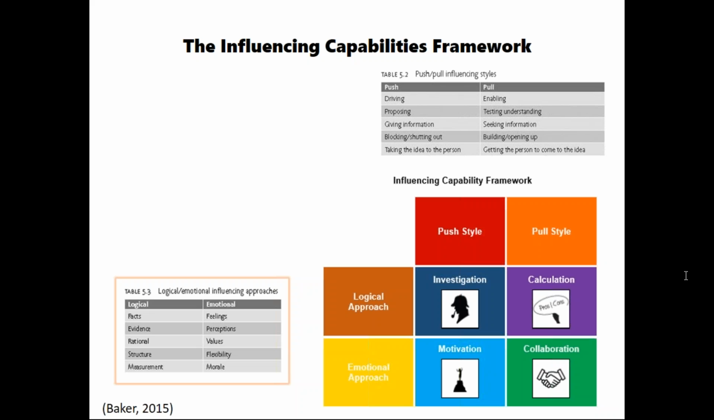So when you do the diagnostic, what you find is that it'll put you in one of those camps, and that's normally the preferred approach that you would use when you're trying to persuade somebody else. And probably what happens is that you overuse it to a point where it's not as effective as it could be. All right, so that's the general framework before I move any further.